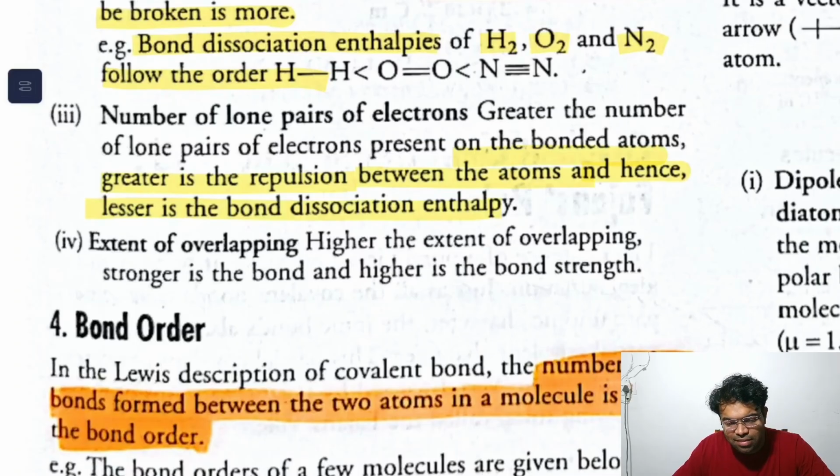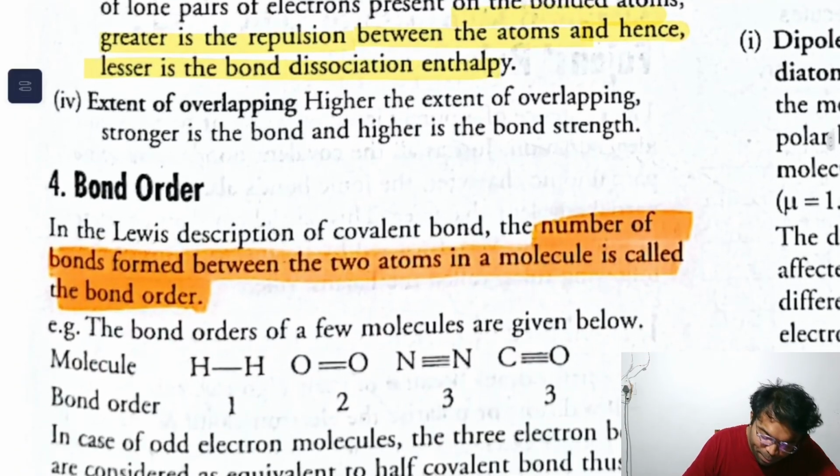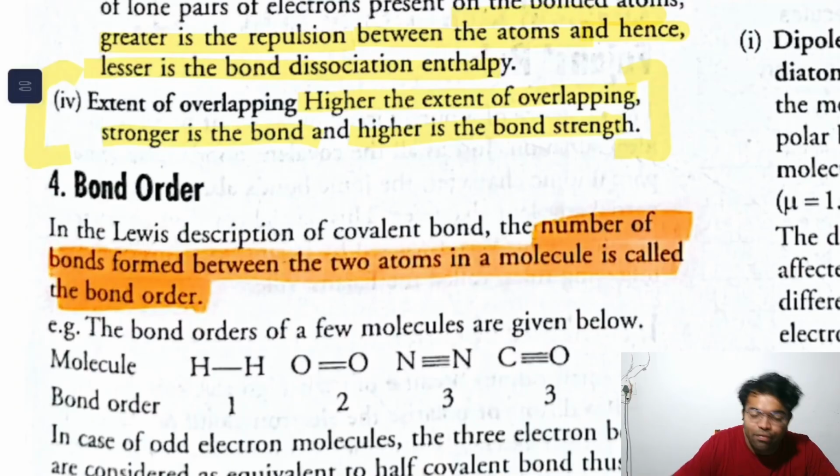As the distance increases, the bond length increases. Therefore, the bond enthalpy decreases. Extent of the overlap: the higher the extent of overlapping, the stronger the bond. This overlap is something that we are going to learn in valence bond theory. For now, just remember that the more overlap you have, the more bond enthalpy you will have.